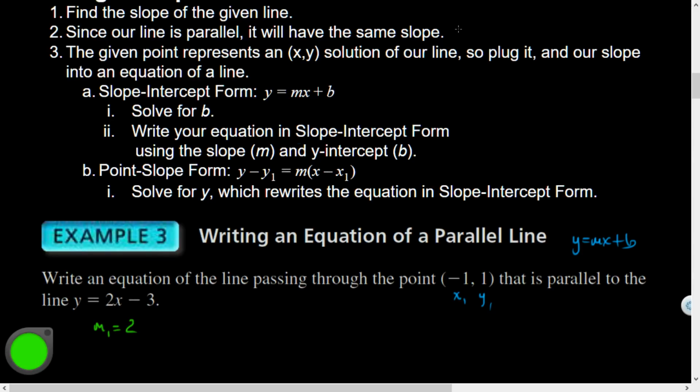So I'm going to say, find our line slope. What is our line slope? Slope number 2 is going to be also the same as that, right? It's the 2. All right, so I found my slope.